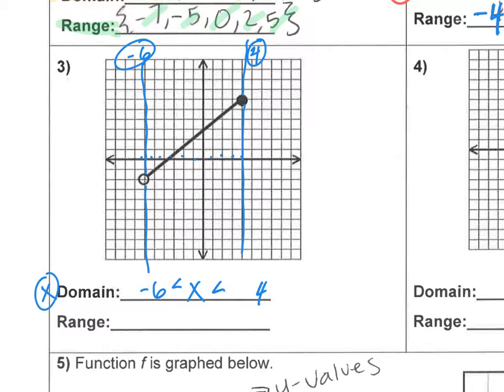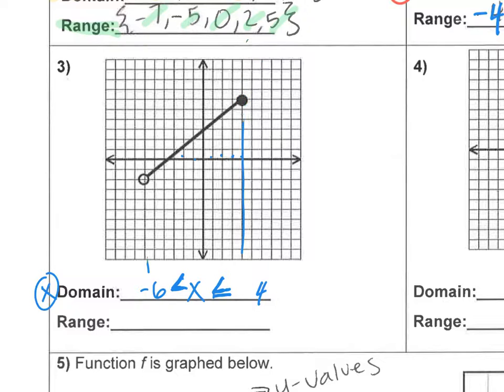I know it's going to be less than or less than. I just have to decide if I need the underline underneath it. So I look here at the point where negative 6 is, and it's an open circle. So I know there's no underline underneath this inequality. But when I look at the 4, I can see that the circle is closed. So I know I need to put an underline underneath that inequality where the 4 is located.